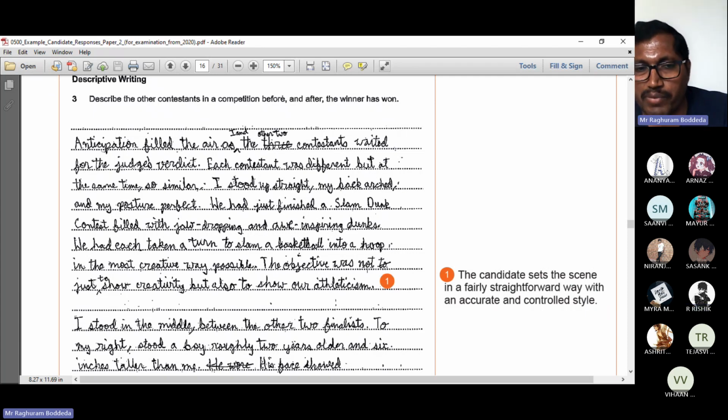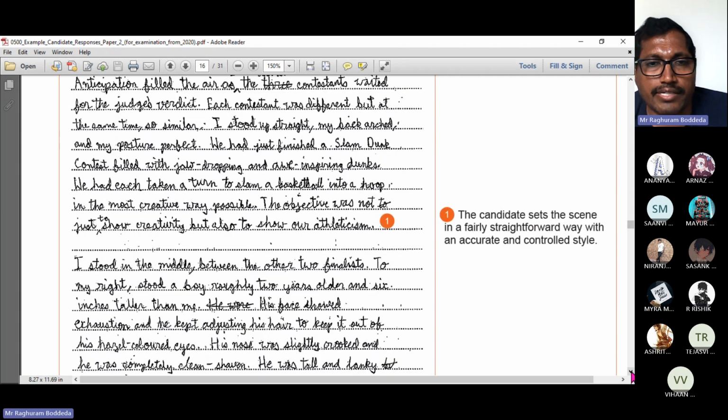This is the basic information, but we are not seeing a similar kind of description in the previous student sample. Even the examiner comment mentions: candidate sets the scene in a fair and straightforward way with an accurate and controlled style. Yes, the sentences are refined and polished, clear and accurate. So the scene was set in a more straightforward way. Exactly, exactly.